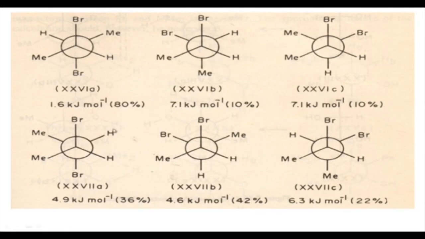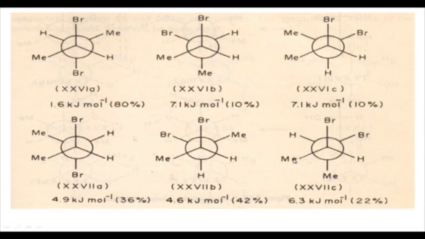So this optically active form is the form where these bromines are anti, but the methyls are gauche. If you now again do the same thing, give a clockwise rotation of 120 degrees at the back carbon, you get the bromine here, the methyl there, and the hydrogen there. This is another form, and you give another 120 degrees. So now the bromine is here, the methyl is here, and the methyl is there.